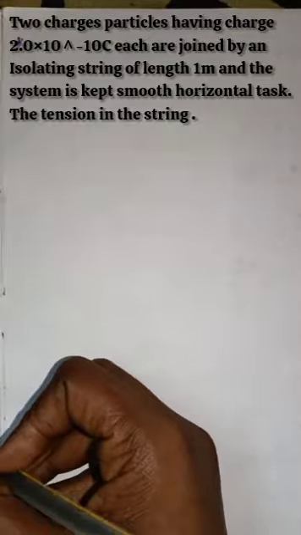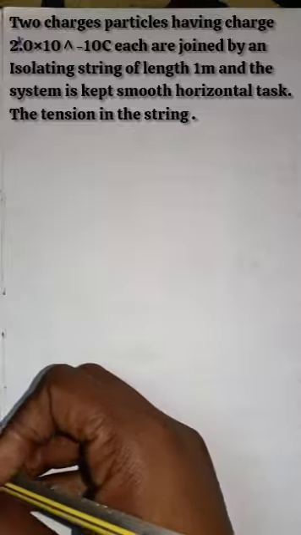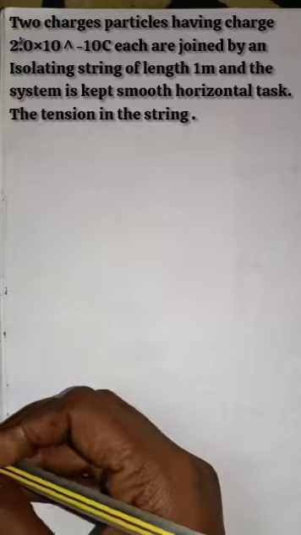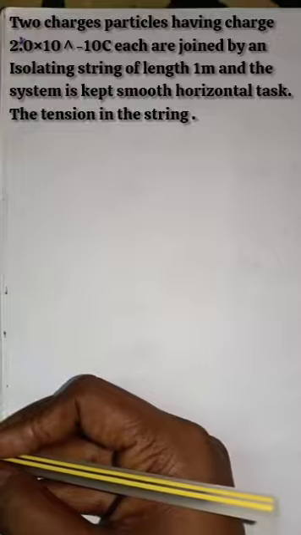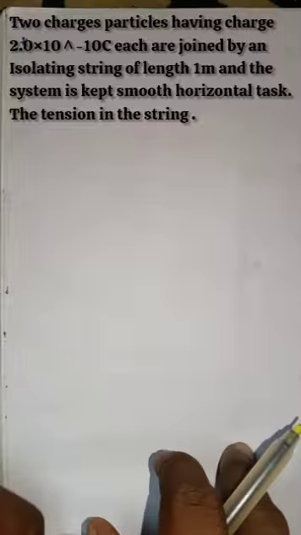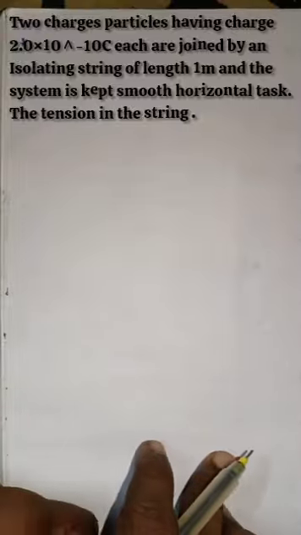So the next question on Coulomb's law of electrostatics: two charged particles having charge of 2.0 × 10^-8 coulomb each are joined by an insulating string of length 1 meter, and the system is kept on a smooth horizontal table. The tension in the string is?